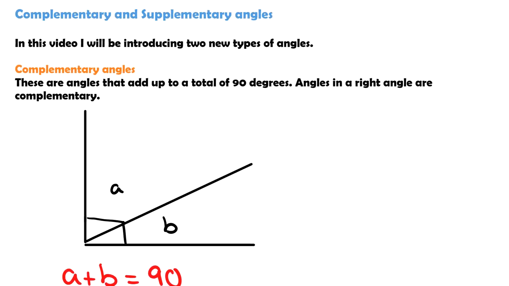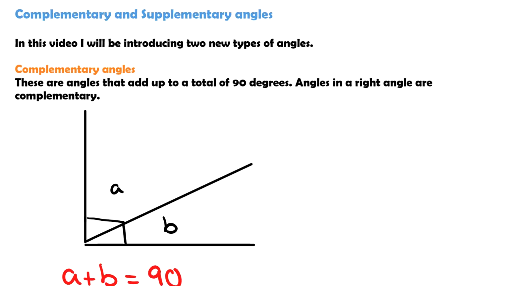In this video, we're covering complementary and supplementary angles. Now, complementary angles are angles that add up to a total of 90 degrees. That's important: complementary angles add up to a total of 90 degrees. So knowing that, we can say that angles in a right angle are complementary.